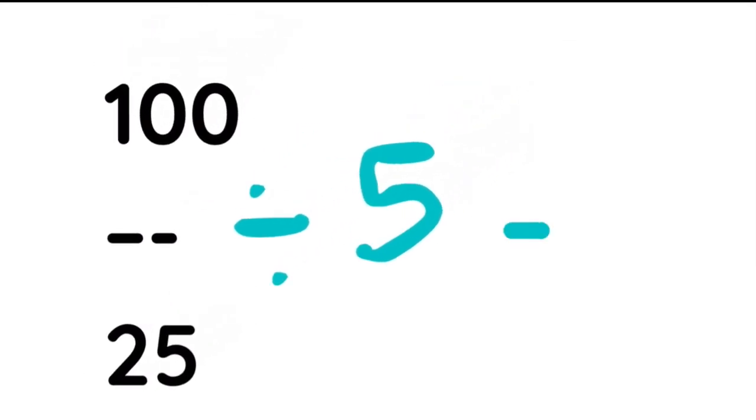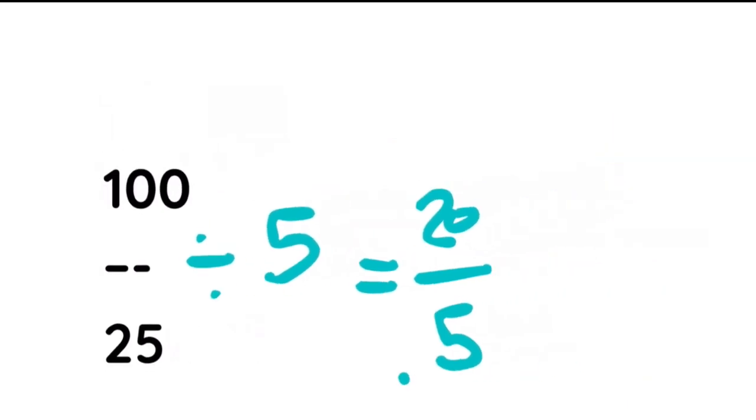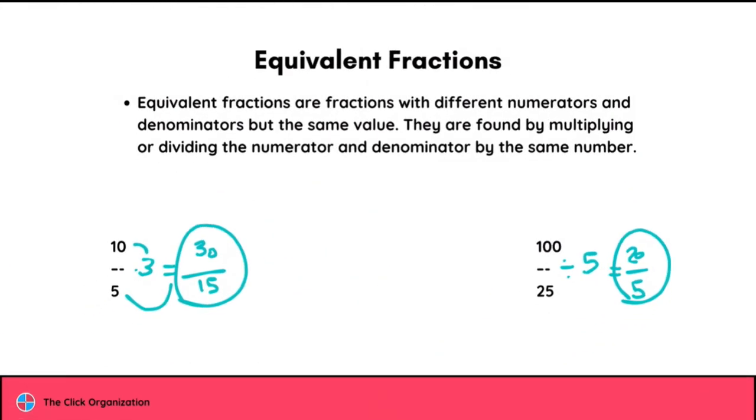Now let's take a look at this one. So I should divide these two by a certain number to find an equivalent fraction for them. So I divide them by, for example, 5. 100 divided by 5 equals 20. 25 divided by 5 equals 5. And this is our equivalent fraction. You just need to find a number and then divide or multiply both the numerator and the denominator by that same number, and then you have a brand new equivalent fraction for your fraction.